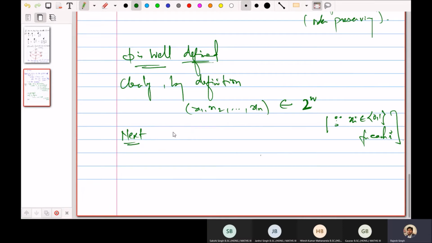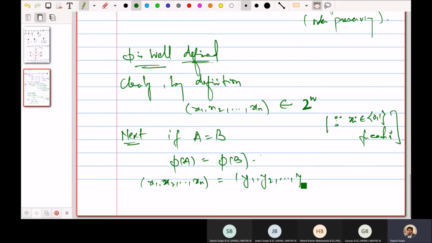Now we have to show that if A is equal to B, then phi(A) is equal to phi(B). Show this. That is, (x1, x2, ..., xn) is equal to (y1, y2, ..., yn). That is, you have to show xi is equal to yi. Think about this, I am coming back in 2 minutes. Think on this, how can you show it?